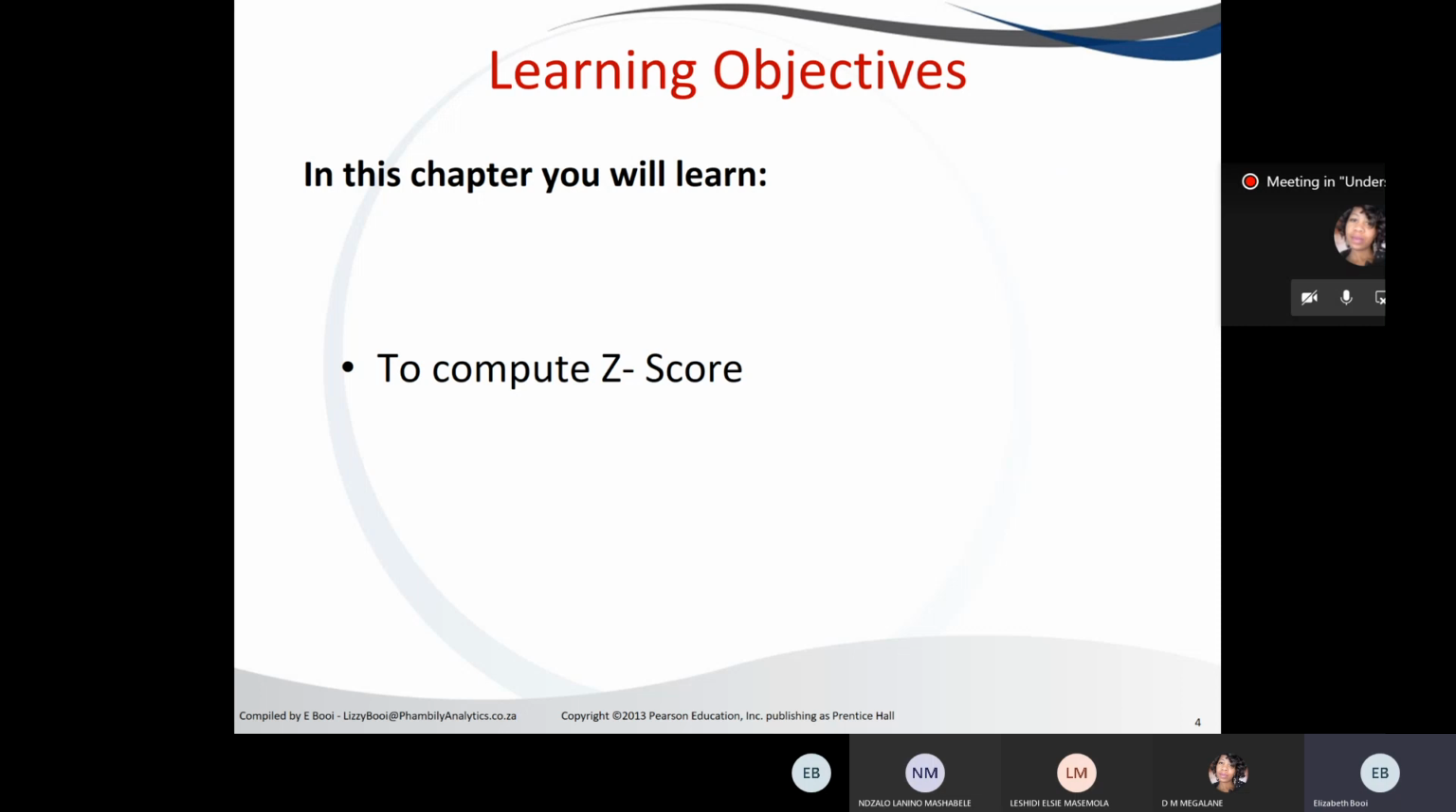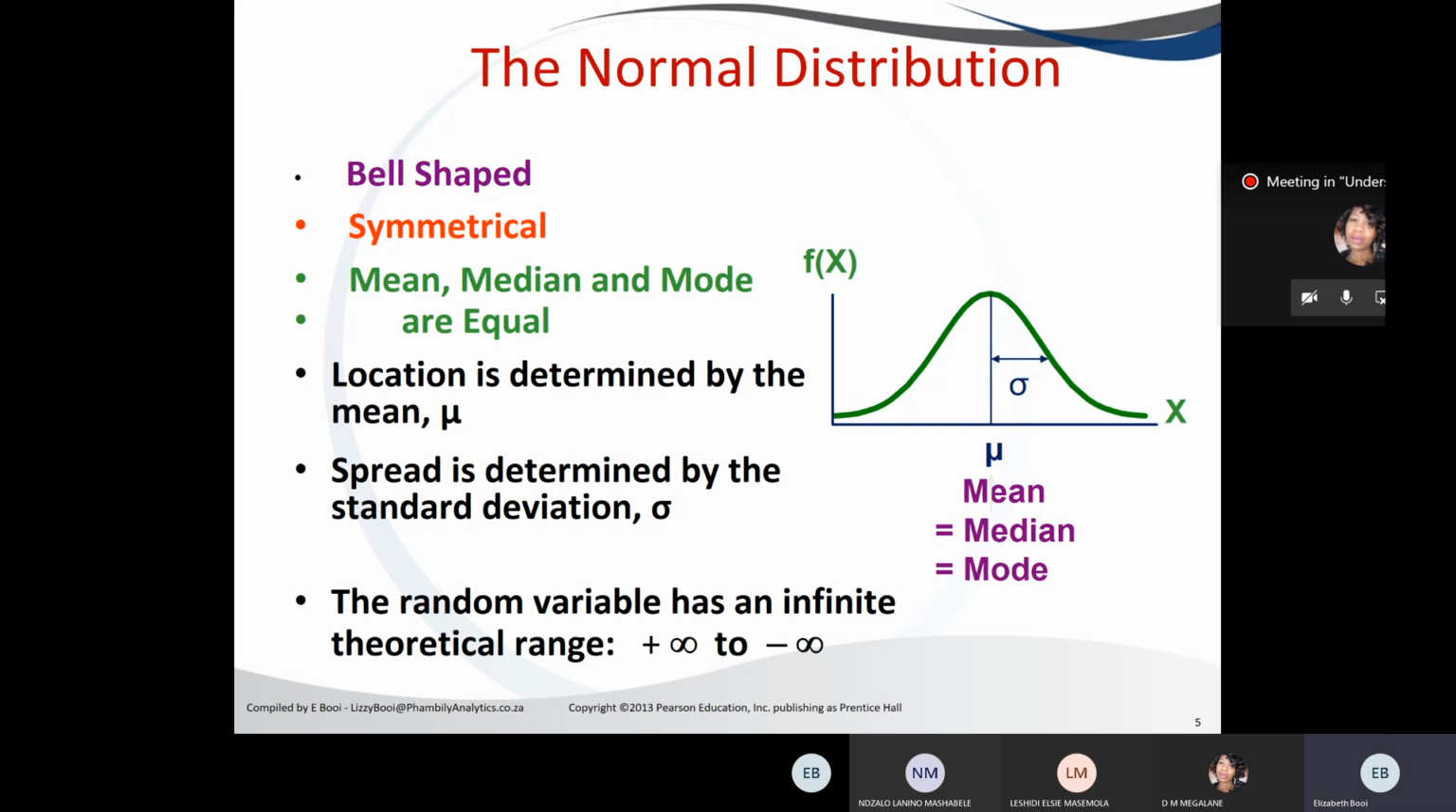In this part of the session, we're going to learn how to compute the Z-score. When we compute the Z-score, it means we are standardizing the values that we get, so that they can be normally distributed, and we should be able to interpret the results freely. To do that, we first need to understand what a normal distribution is. A normal distribution is a bell curve shaped type of graph.